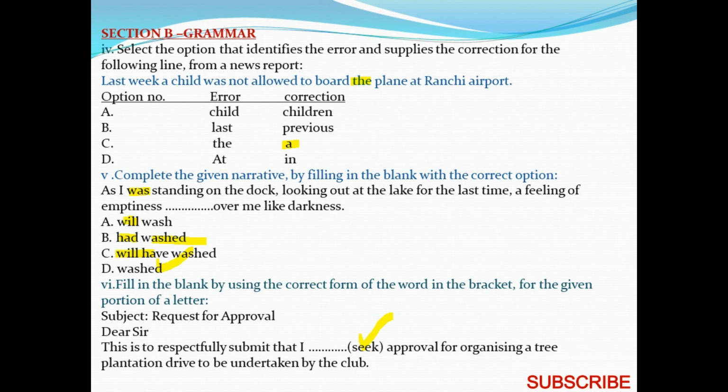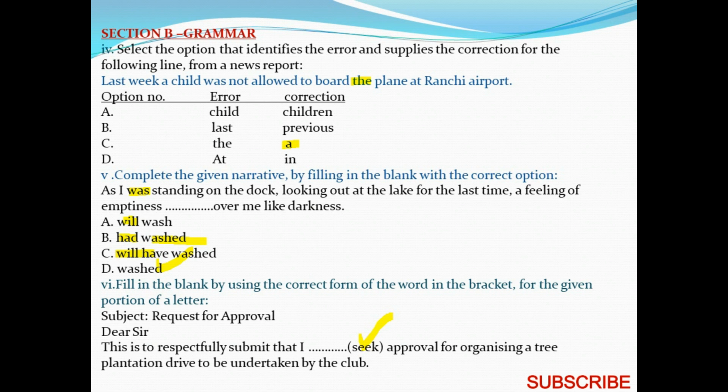So last week a child was not allowed to board the plane. If you check here, it is about the article. Usually we use the when the noun is identified, we know about the noun. But here, the plane is generally talked about, not a particular plane, so we will have to use a plane. So this is the error.